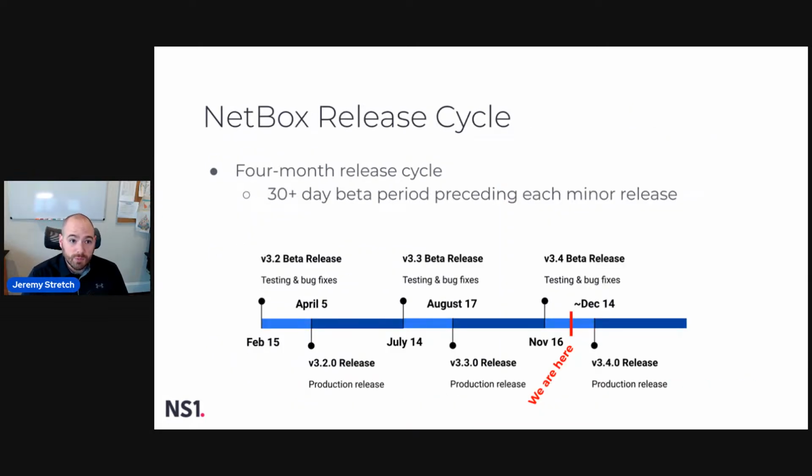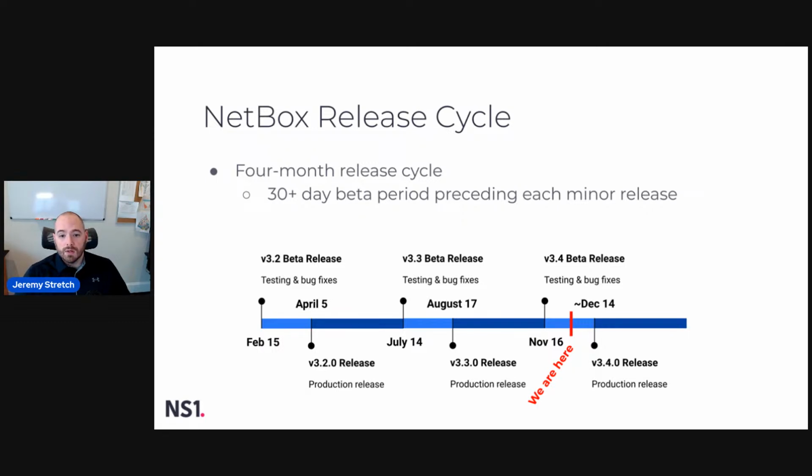Moving on to the 3.4 release, or the beta release rather. Quick reminder, we have a 4-month release cycle, so every 4 months we push out what we call a minor release. That's 3.1, 3.2, 3.3, etc. Whereas 3.3.1, 3.3.2 would be patch releases, and those come out sporadically, typically about every 2 or 3 weeks. When we're looking at the minor release cycle, every 4 months we have a beta release, followed roughly 30 days after that by the final release.